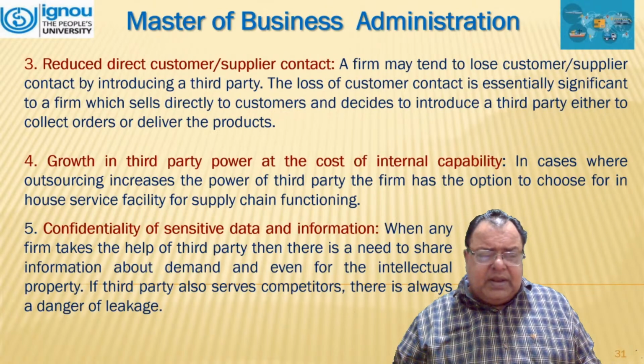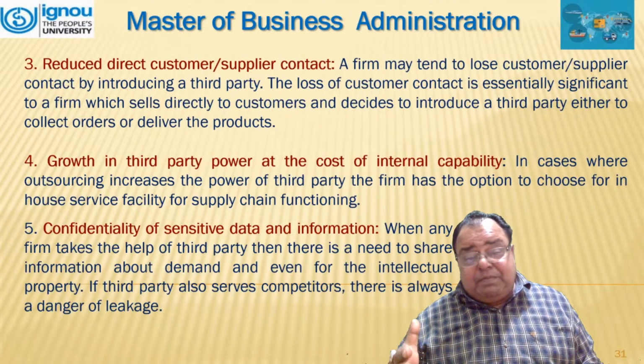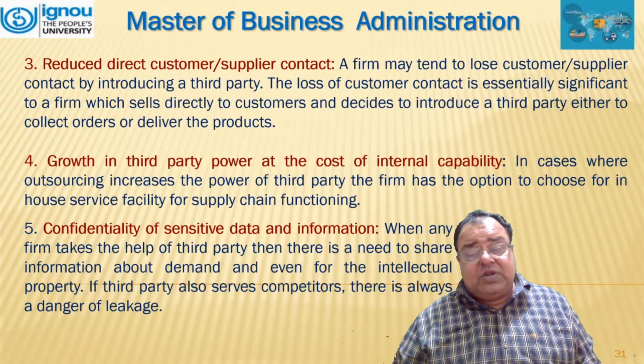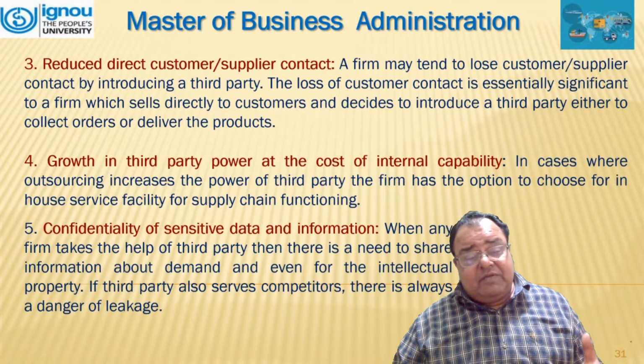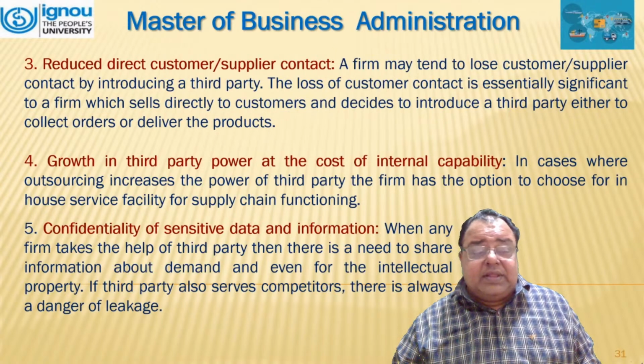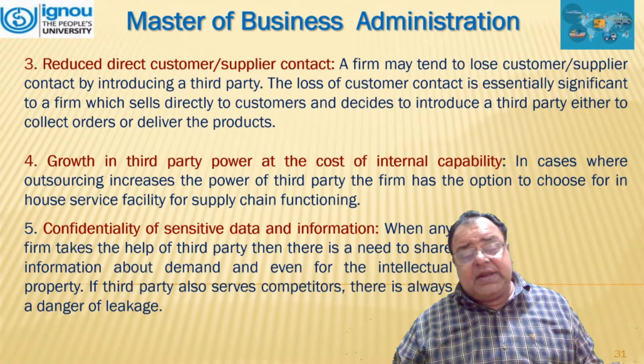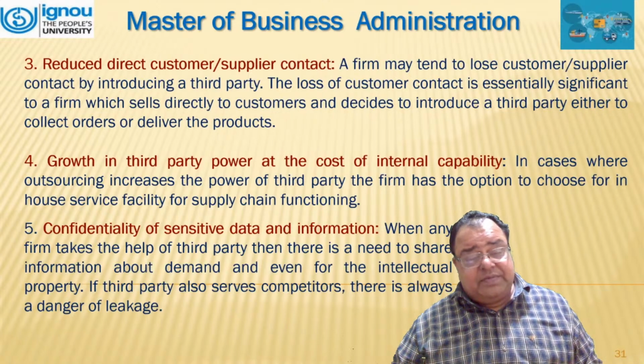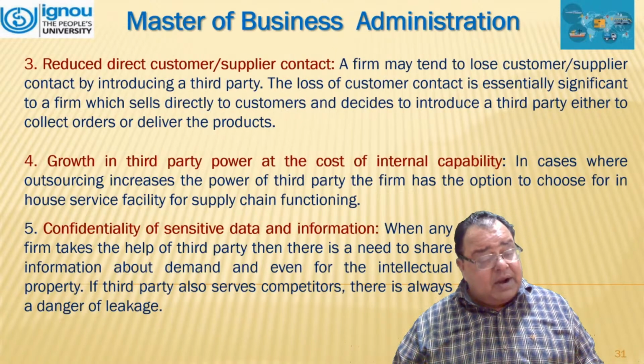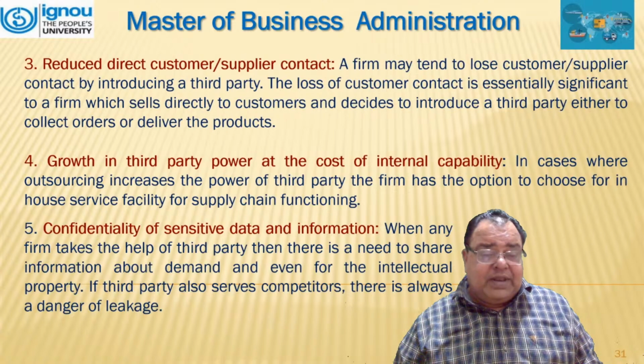In cases where outsourcing increases the power of the third party, the firm has the option to choose an in-house service facility for the supply chain function. Then comes confidentiality of sensitive data and information. When any firm takes the help of a third party, there is a need to share information about demand and even intellectual property. If the third party also serves competitors, there is always a danger of leakage.